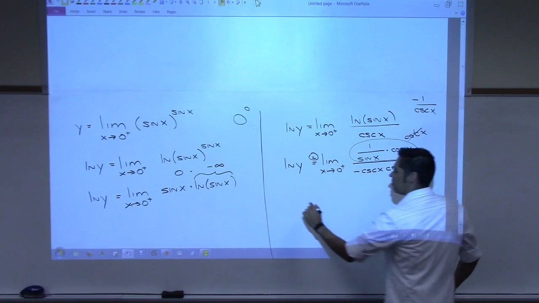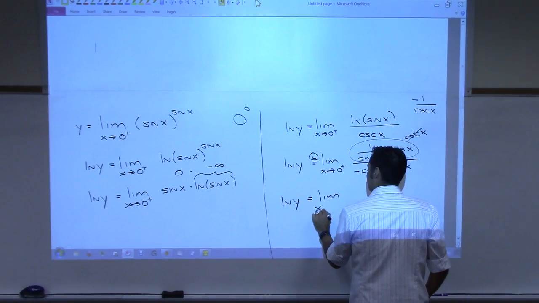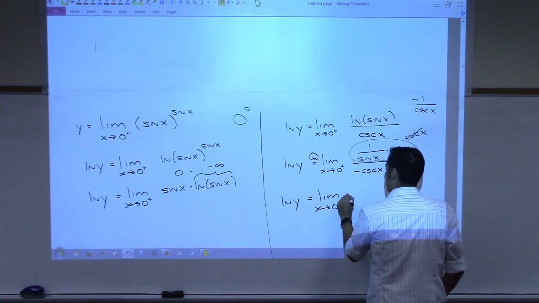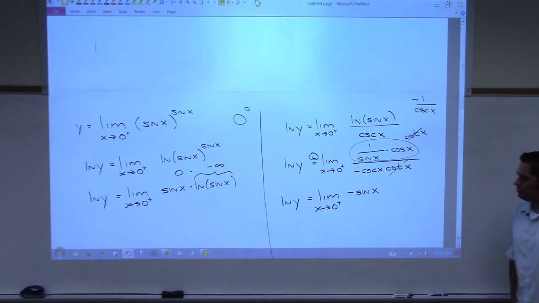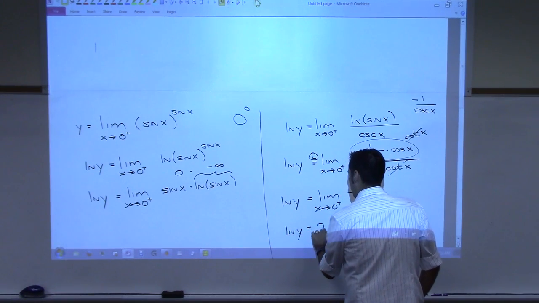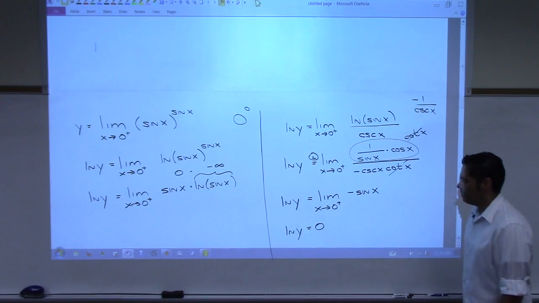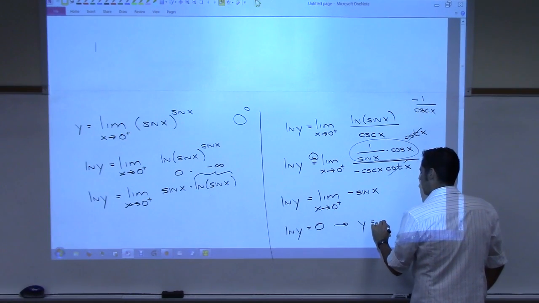So this is really just natural log y equals the limit as x goes to 0 from the right of negative sine of x. And sine of 0 is 0. This just goes to 0. Natural log y equals 0. Do e on both sides. y equals 1 again.